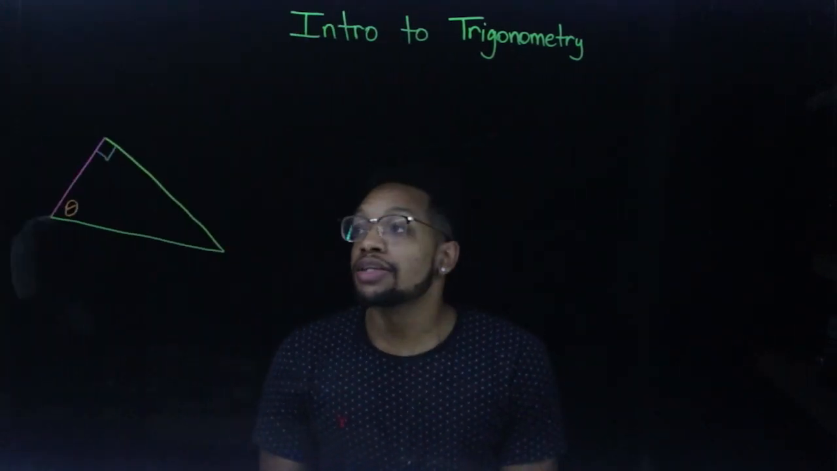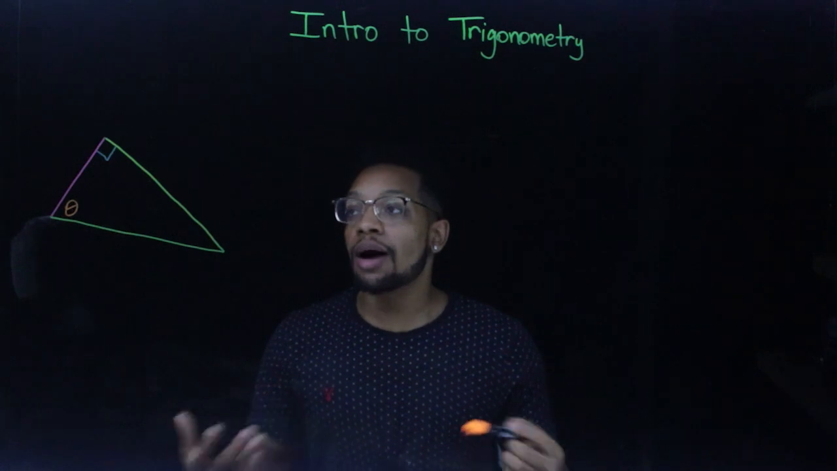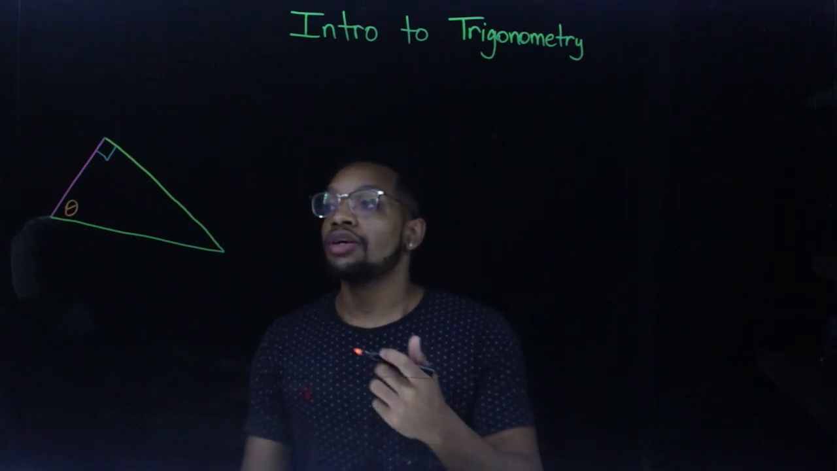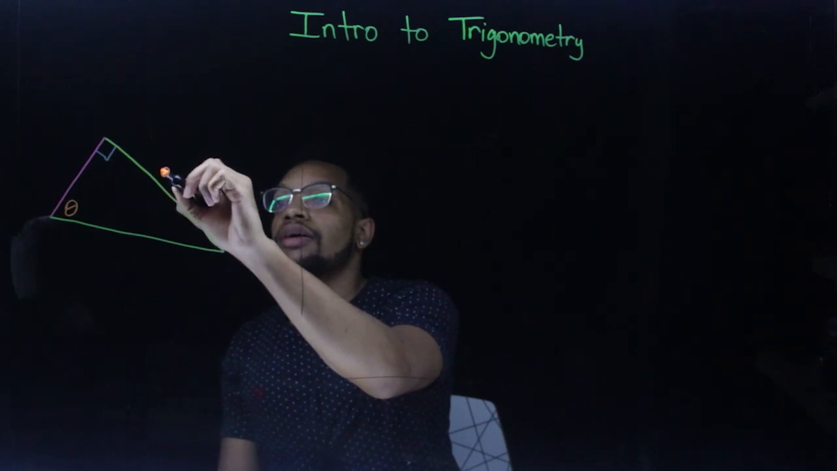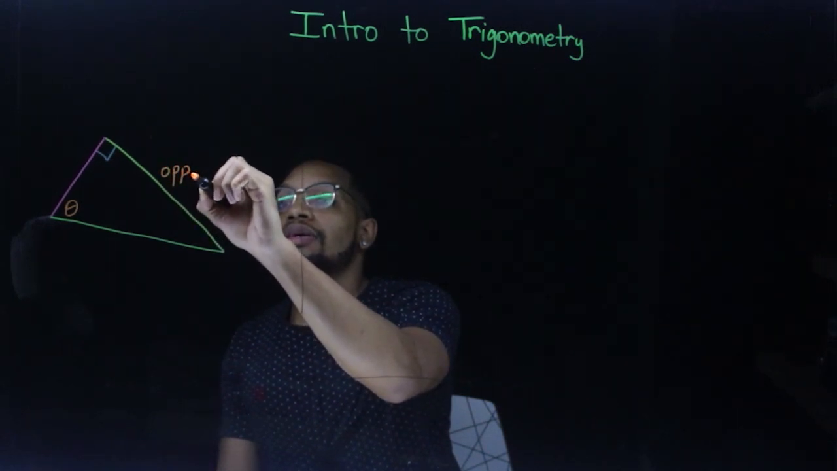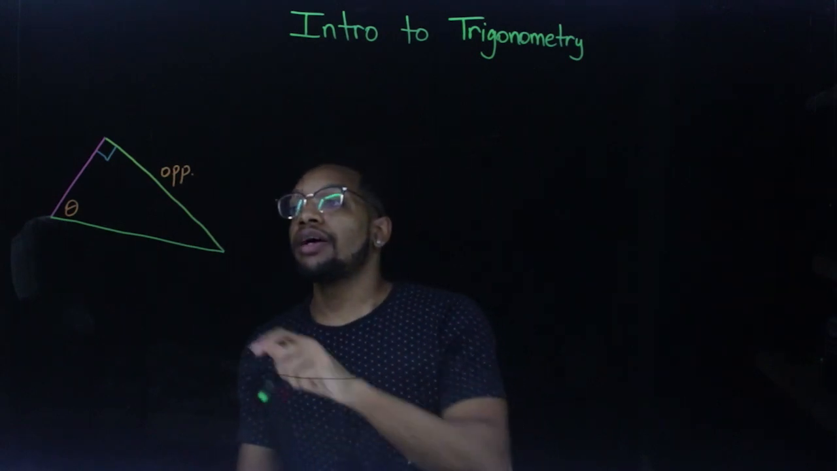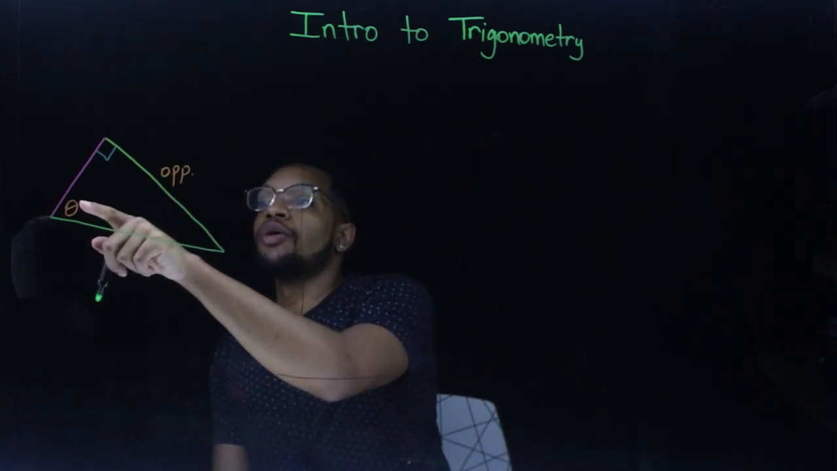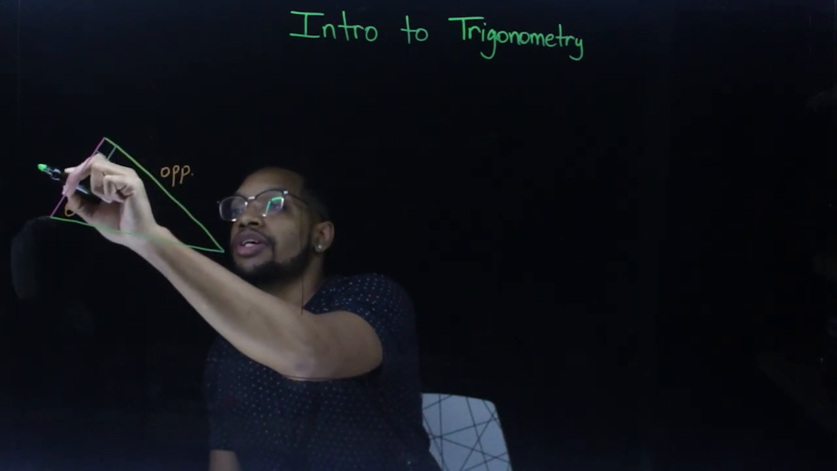All right, so let's look at this example right here. Real quick, I'm just trying to show you what side is opposite, adjacent, and hypotenuse. So again, look at where theta is. Whatever side is across from that is your opposite. All right, here's theta. Whatever side is next to theta but not the hypotenuse is your adjacent.